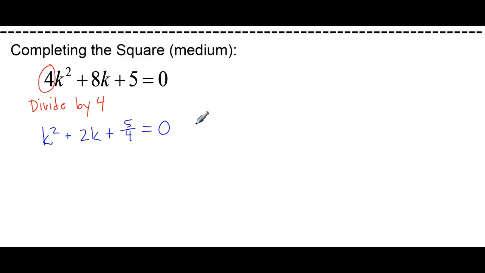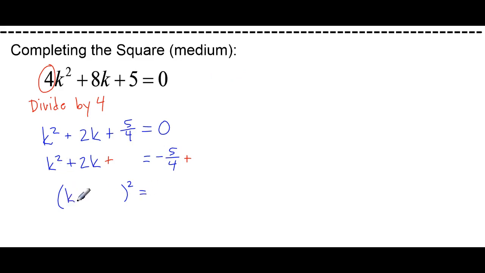Once you get rid of that coefficient in the front, then we proceed the way we did the easy example a second ago. Move the number over to the other side. In this case, the number is indeed a fraction. Yes, it is. And then figure out what you have to add to both sides in order to produce something that'll be a parentheses squared.